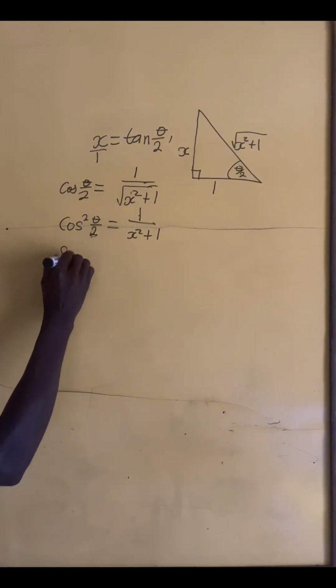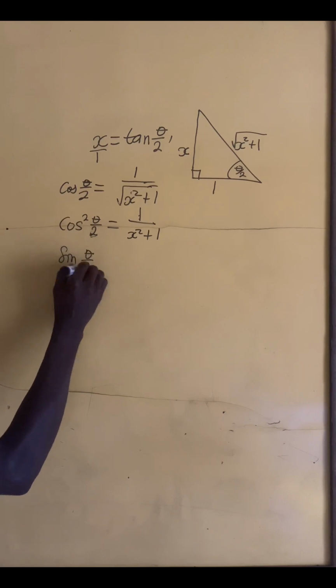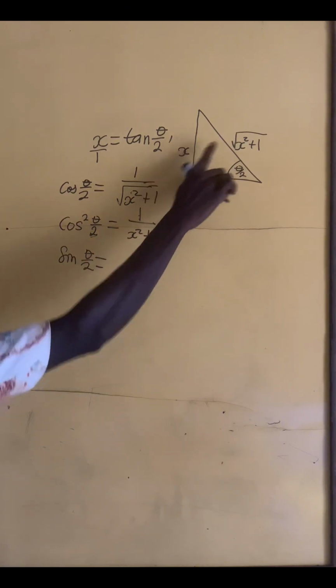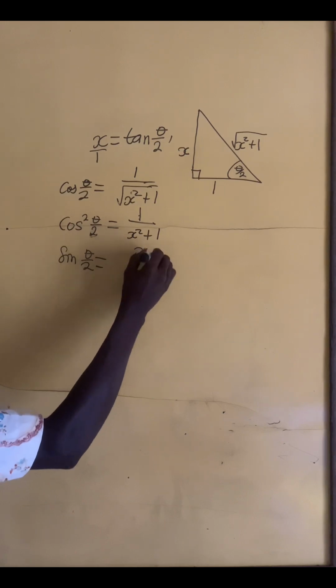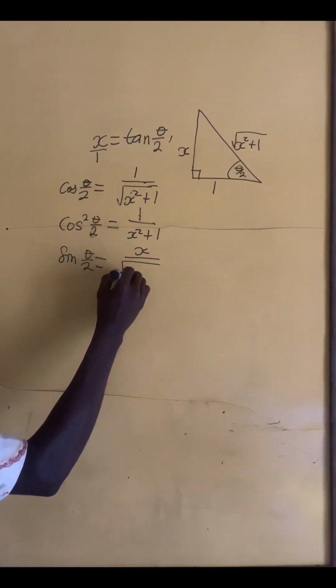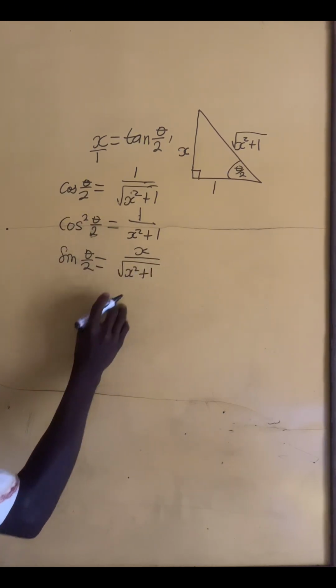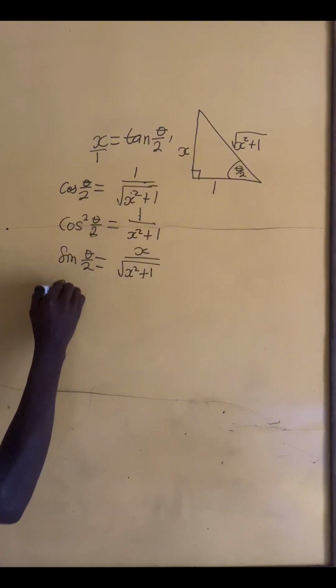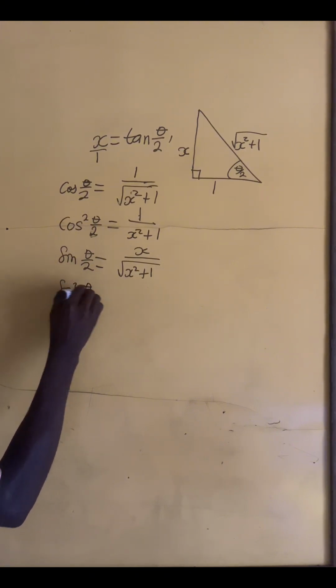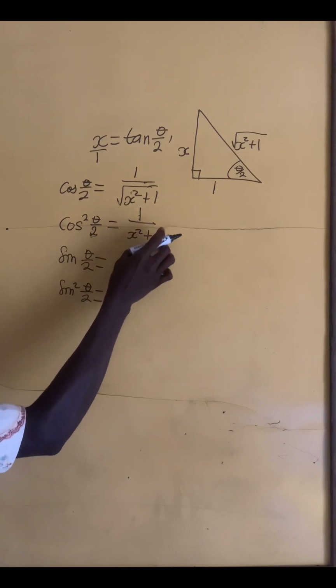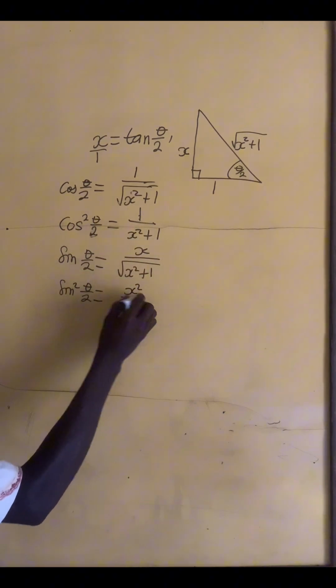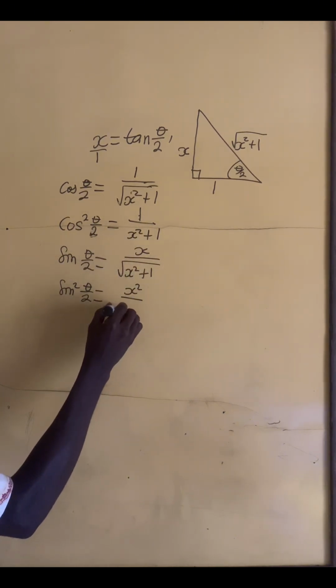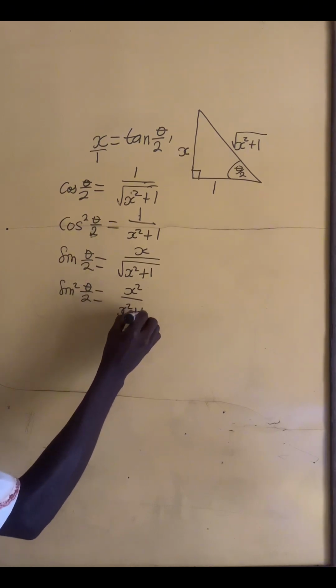Now, if I take sine of the angle that is theta on 2, I get opposite divided by hypotenuse. That is x divided by square root of x squared plus 1. If I square both sides, I'm going to get sine squared of theta on 2 equals x squared divided by, if I square this, I get x squared plus 1.